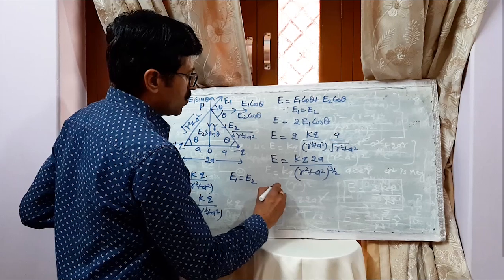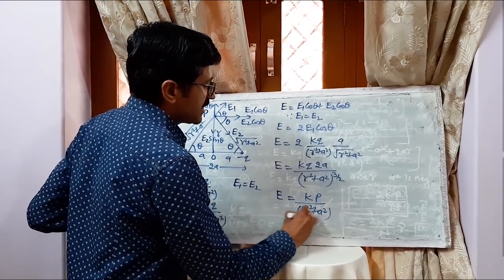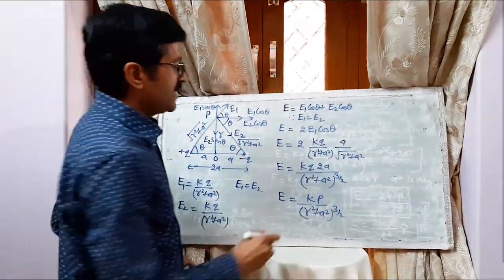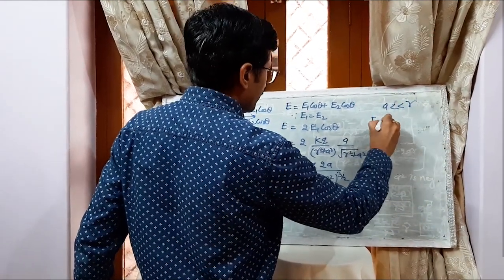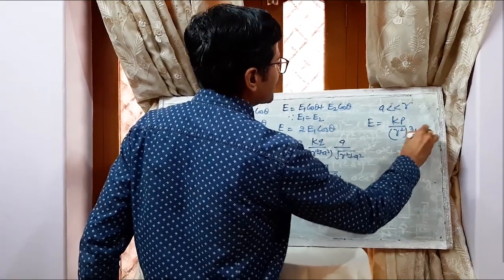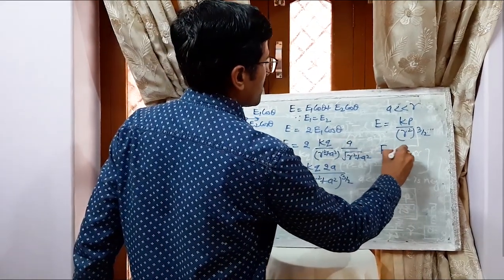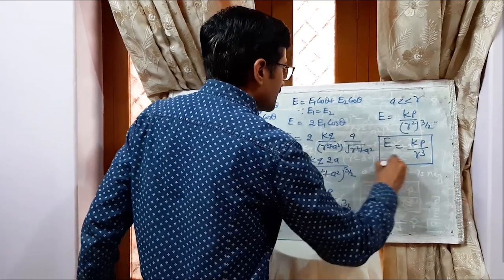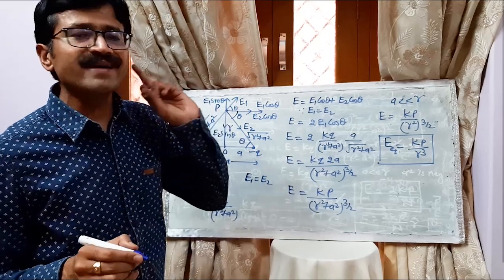Q into 2a, you know, is p. So it will be kp upon r square plus a square to the power 3 by 2. Since a is very small, a is less than r, it will be neglected. So E will be kp upon r square to the power 3 by 2, since a square is neglected. That's why E is equal to kp upon r cube. This is electric field intensity on equatorial axis of an electric dipole.